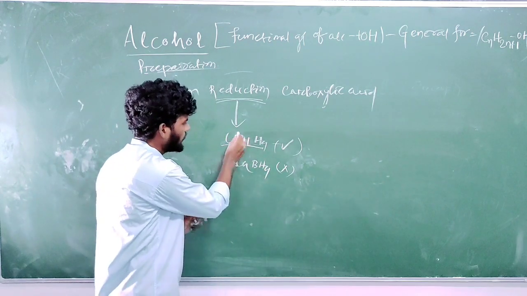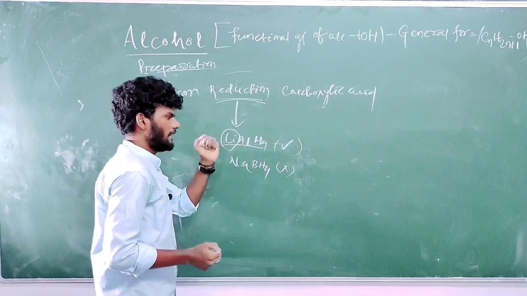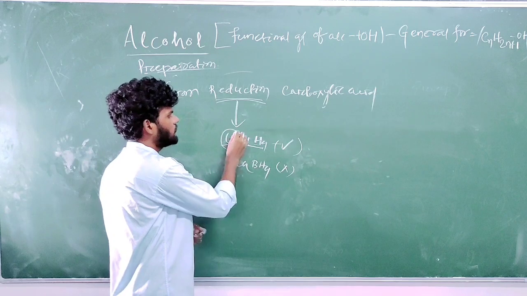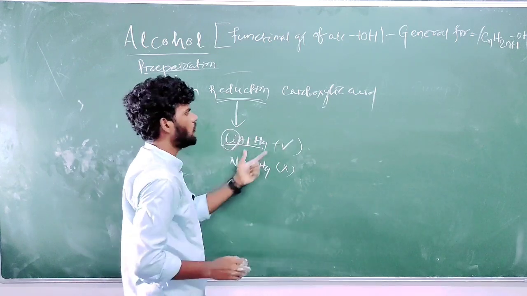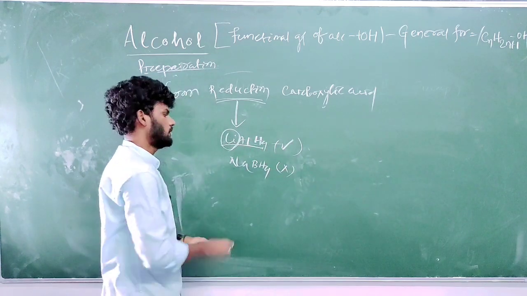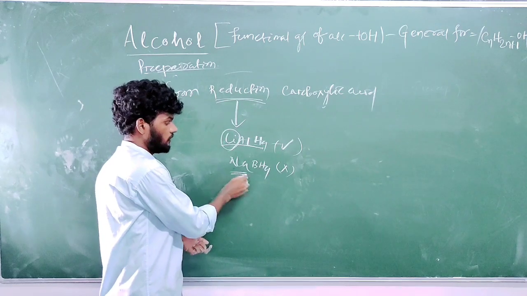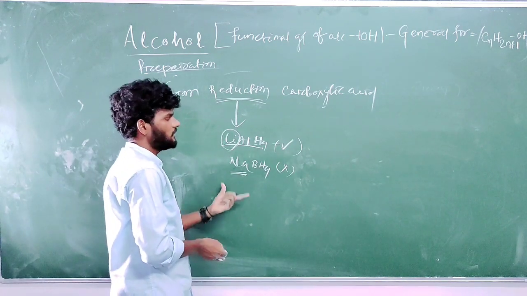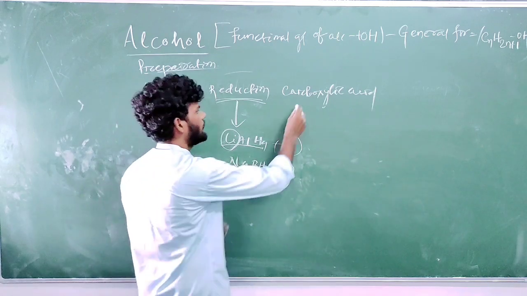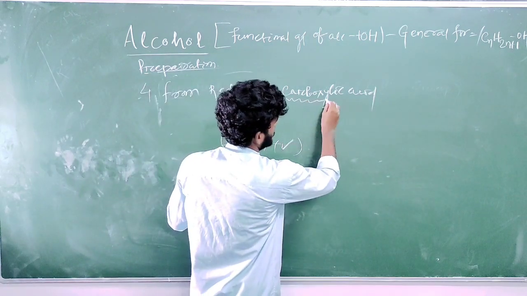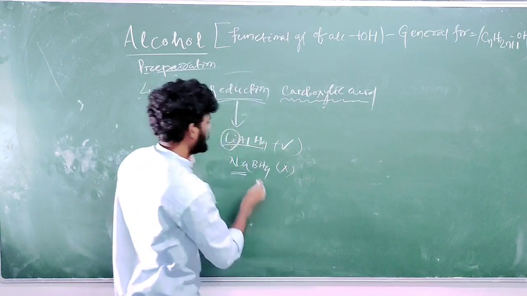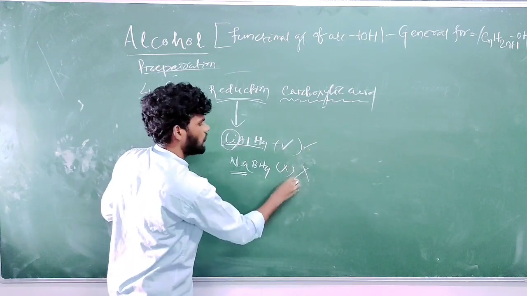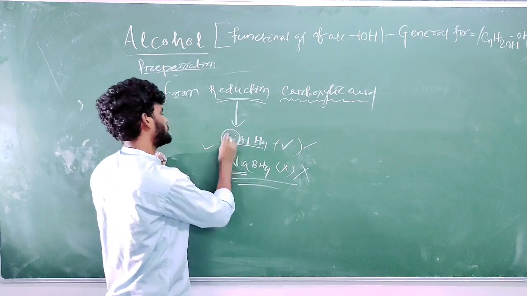Why? Lithium ion is small in size and electropositivity is high. Due to small size, it can effectively go and attack the carbonyl center. As the sodium atom is large in size, it has less reactivity to attack the carbonyl group. So in carboxylic acid particularly, we use lithium aluminum hydride, not sodium borohydride. Okay.